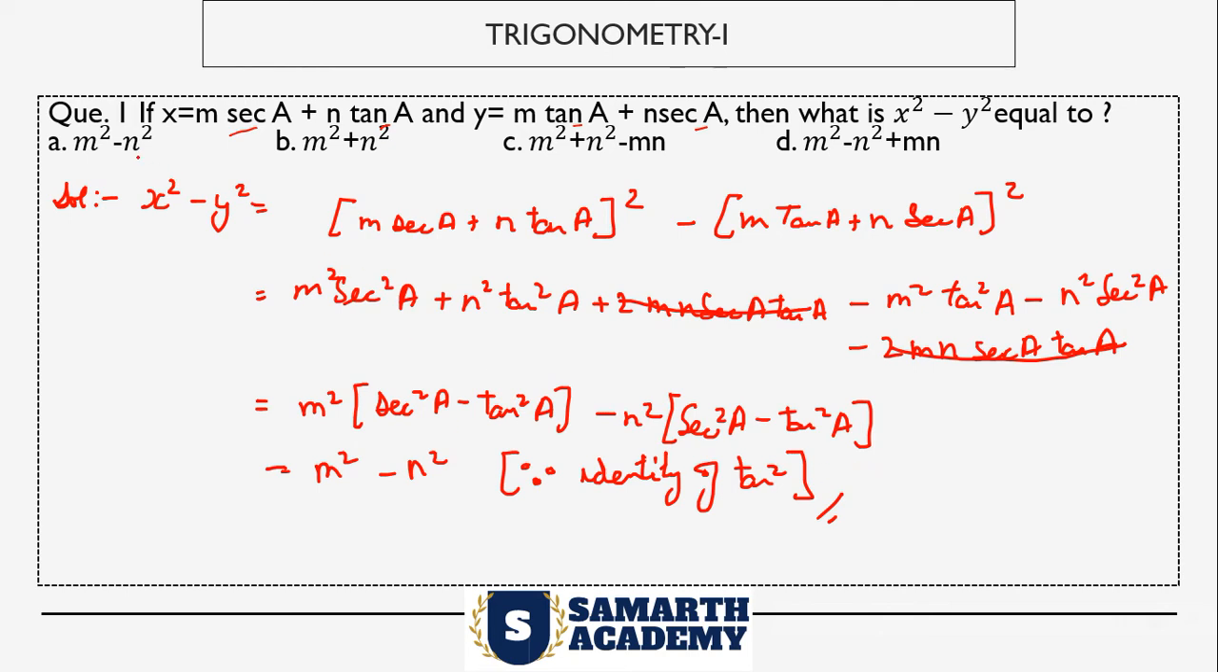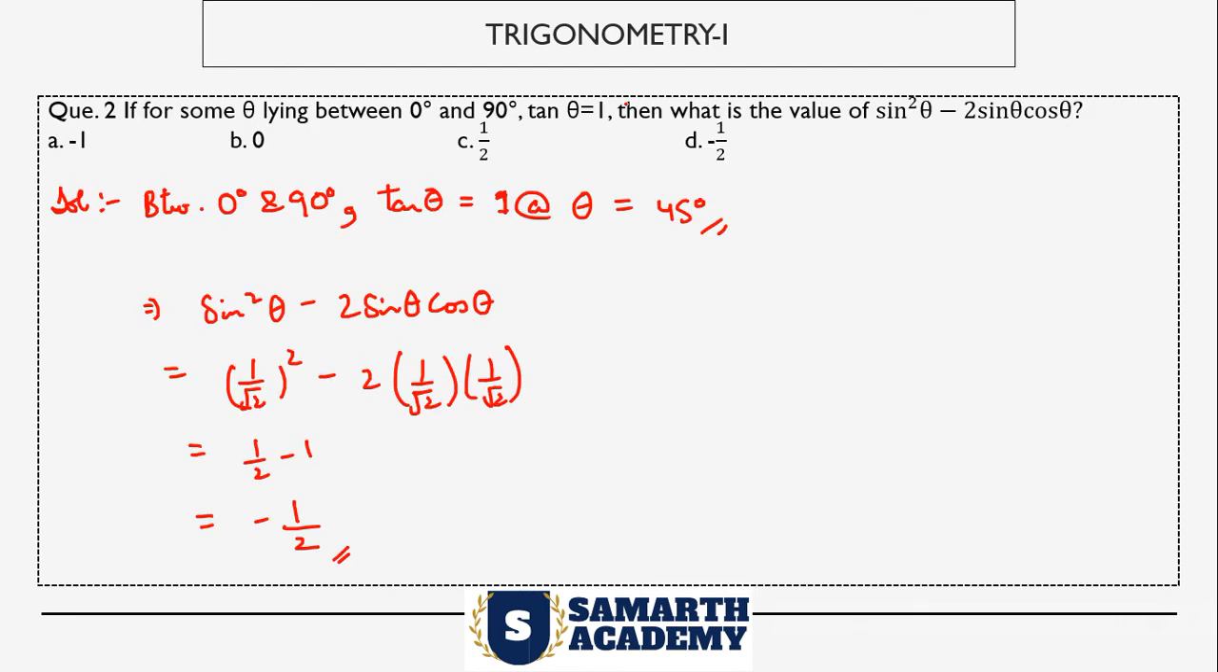Moving on. For some theta between 0 and 90, tan theta equal to 1, what is the value of sine square theta minus 2 sine theta cos theta? Tan theta in the first quadrant is 1 only at theta equal to 45. That much we know. So we can put theta equal to 45 and solve this. Sine square 45 minus 2 sine 45 cos 45, which is equal to 1 by root 2 square minus 2 into 1 by root 2 into 1 by root 2, which gives us minus 1 by 2.